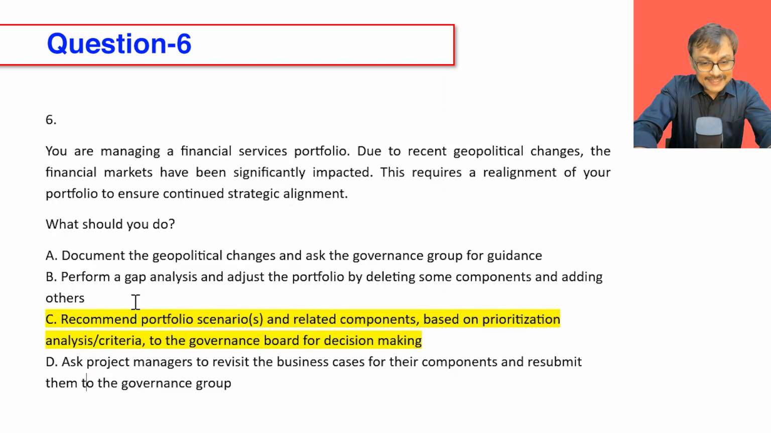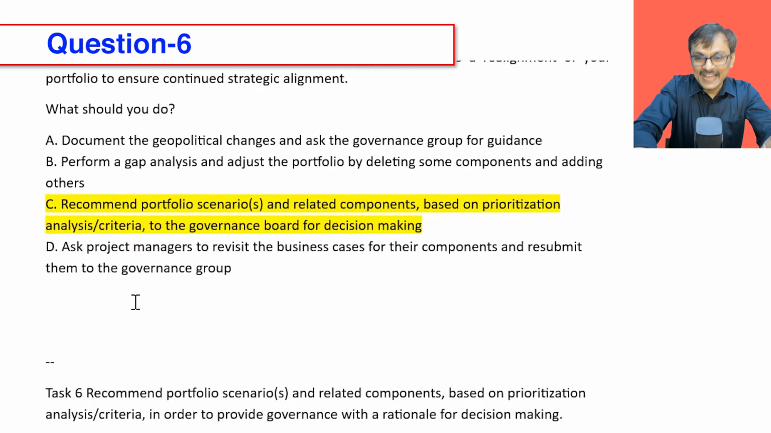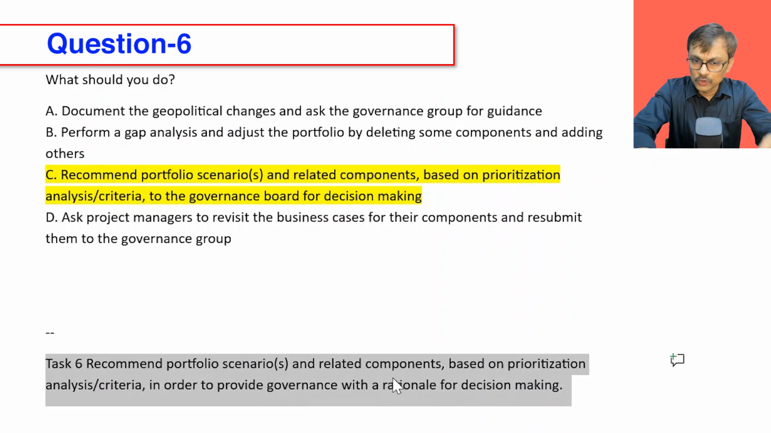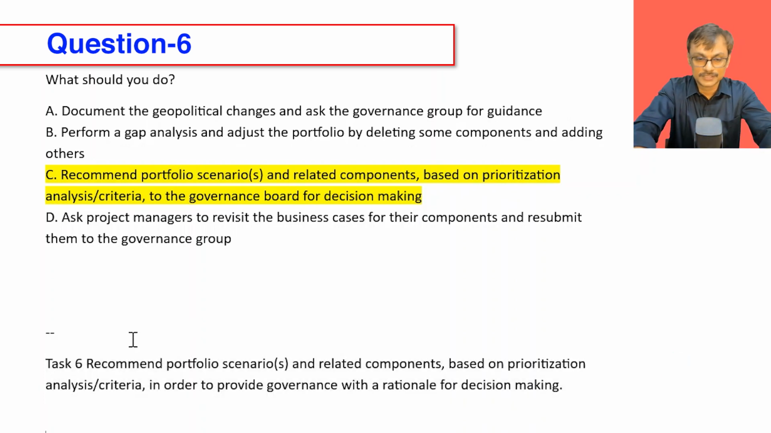Now, incidentally, this exactly matches the ECO task, and I am just trying to show you how you can catch the language, and you will see it in the exam also. Task 6: recommend portfolio scenarios and related components based on prioritization analysis criteria in order to provide governance with the rationale for decision making. It could happen at an initial stage or at a change stage. Whenever something is happening, you need to go to the governance group and take the appropriate approval. You need to recommend it.